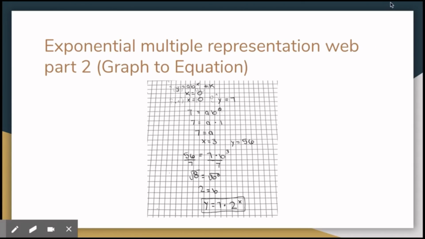And from the graph, the other points had 3 and 56, so we put that in for x and y, and we got 56 equals 7 times b to the third, and then we divided both by 7 and got 8 equals b to the third, which is also cube rooted, and then we got 2 equals b, and then the final equation is y equals 7 times 2 to the x.